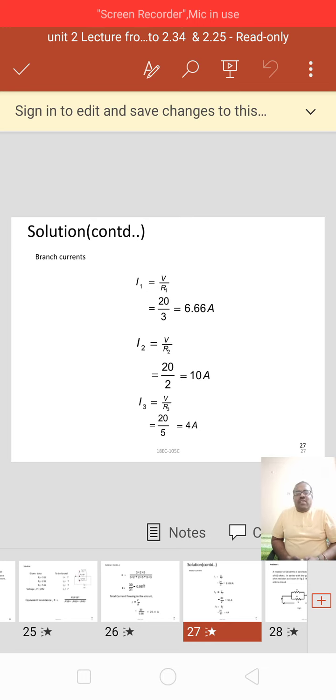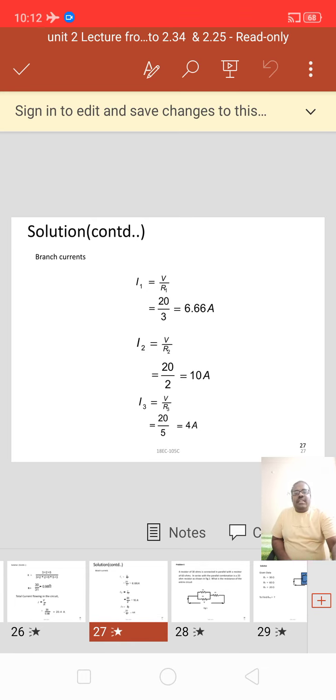For finding the value of branch current, I1 equal to V by R1, that is 20 by 3 equal to 6.66 amperes. I2 equal to V by R2, 20 by 2, that equal to 10 amperes. I3 equal to V by R3, that is 20 by 5 equal to 4 amperes. By seeing this, we can easily find out the values of current, that is I1, I2, I3. I1 equal to 6.66 amperes, I2 equal to 10 amperes, I3 equal to 4 amperes.